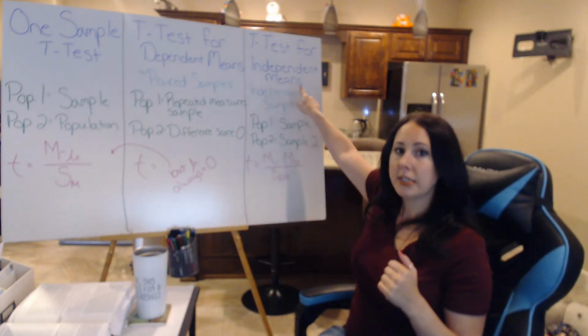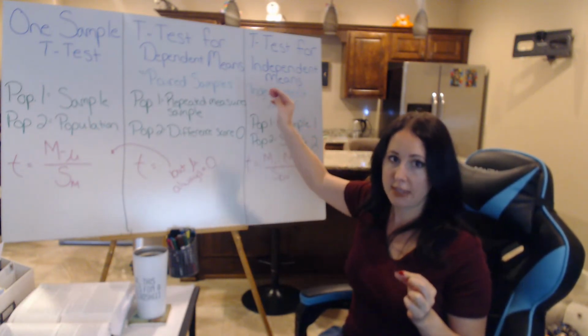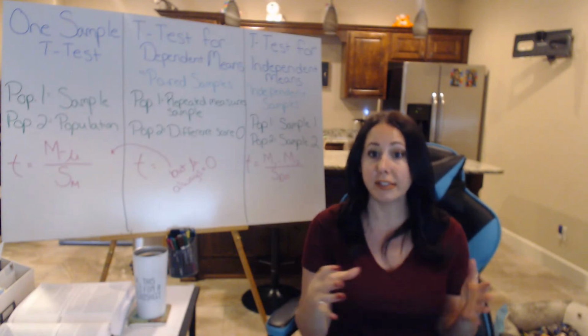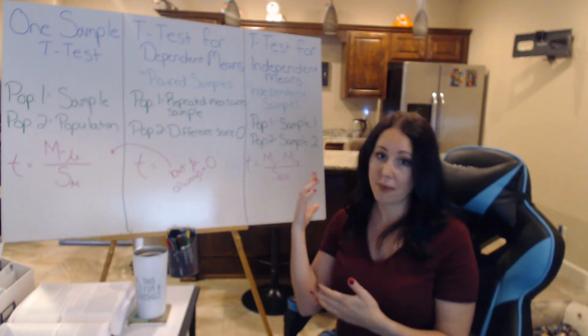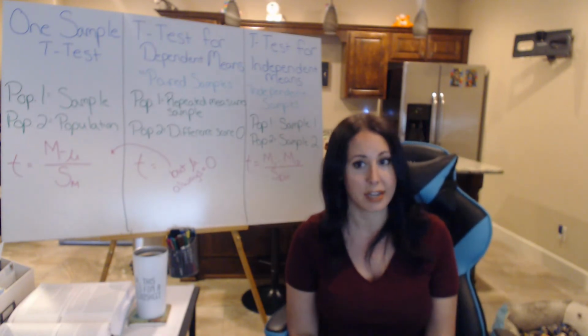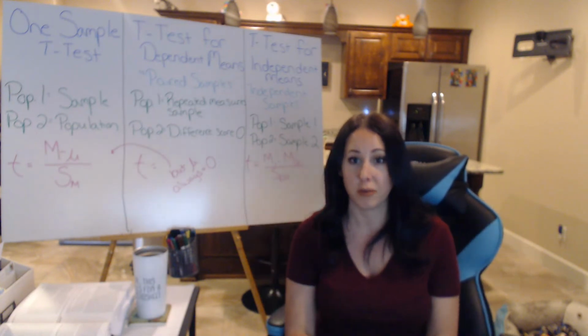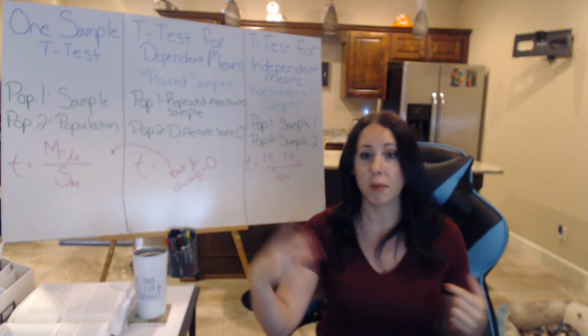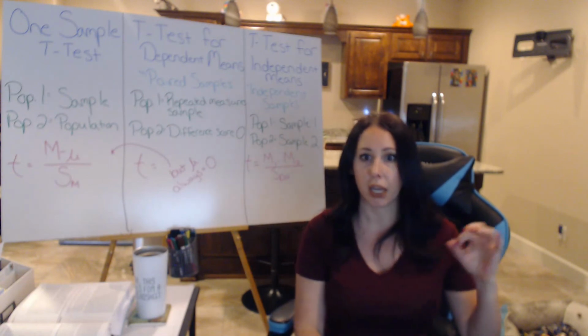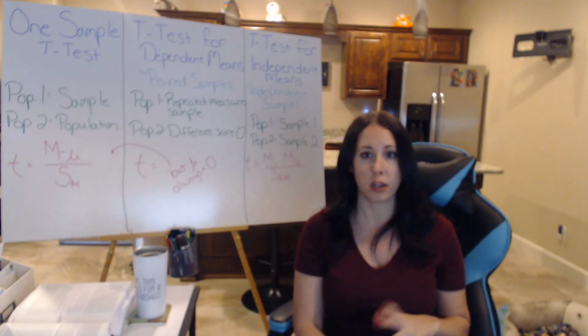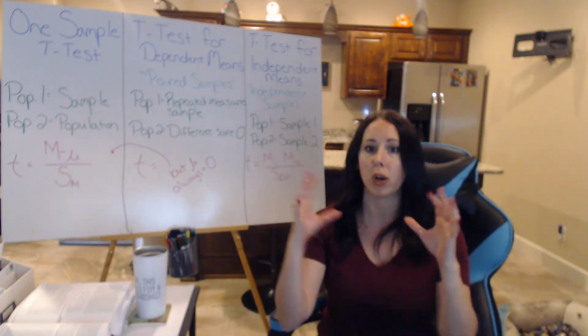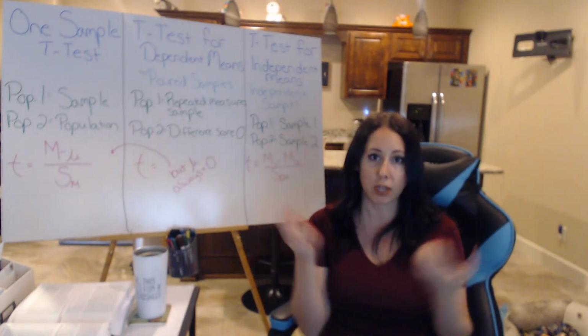The last one is a t-test for independent means. And this is your most common thing that you see in behavioral sciences research. We're comparing one group to another. We're comparing our experimental group to our control group. We're comparing men to women. We're comparing seniors to freshmen. We have 2 separate groups and we're comparing them.